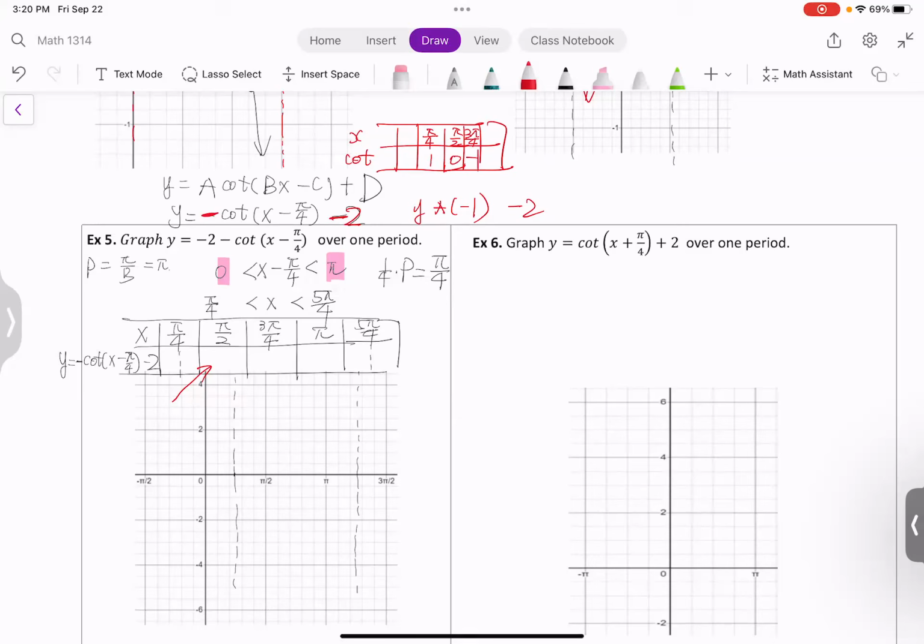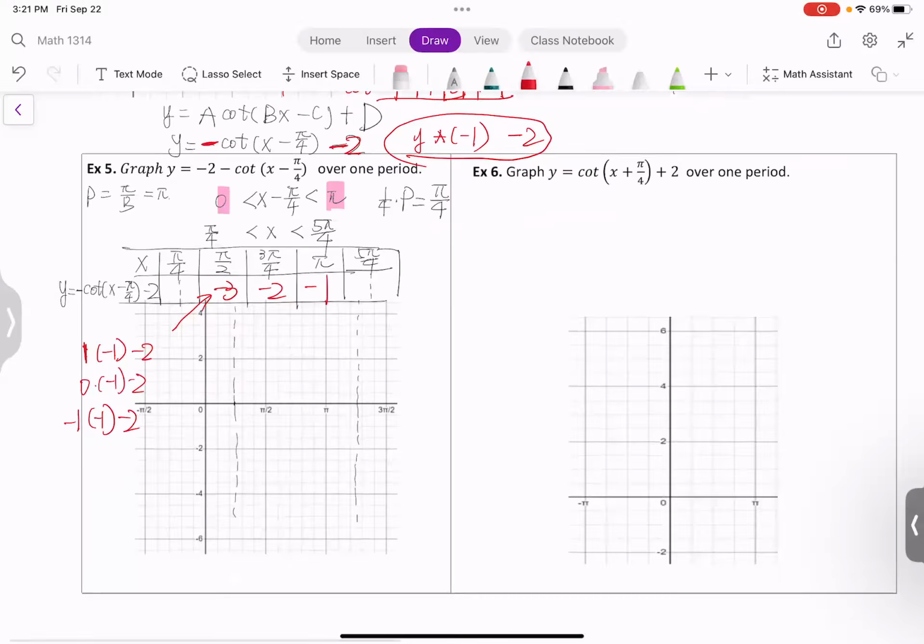Okay, what do we have? So we have 1, 0, -1. The first transformation is 1. So do this transformation times -1 plus -2. This is -3. Next one is 0 times -1 minus 2, -2. And next one is -1 times -1, then -2. So we have 1 minus 2 is -1. So we got the 3 points here.